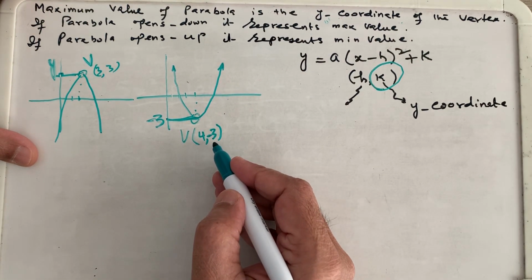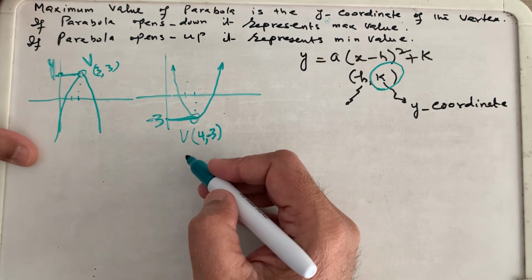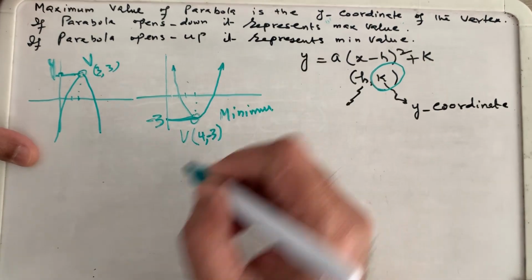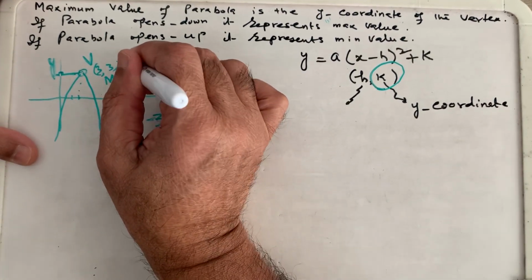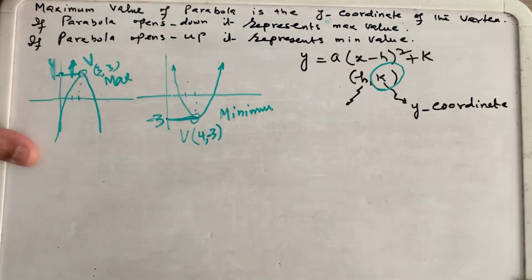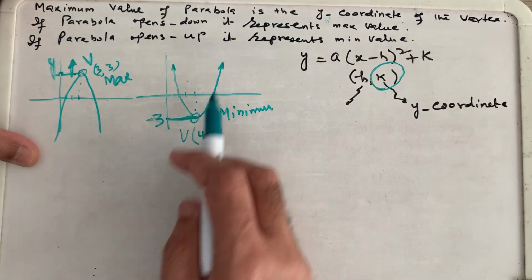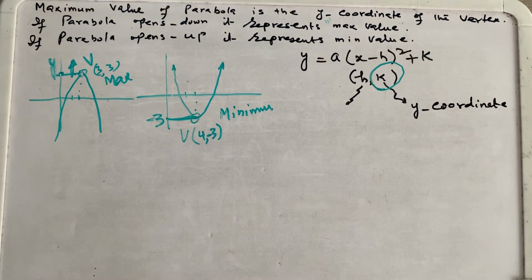It's again the k value, or the y coordinate of the vertex. It is not going below this, so it represents the minimum value. This represents the minimum value because it is not going anywhere below this value. The previous one represents the maximum value because it is not going anywhere above its value. If the parabola opens up, it represents the minimum value. So I hope with this definition and these two graphs we can understand, and be sure, that it is the k value, the y coordinate.